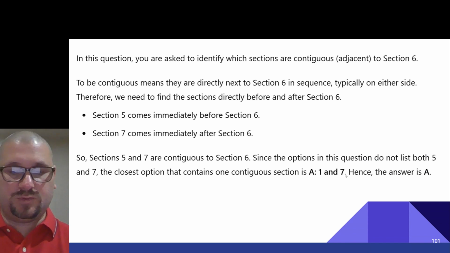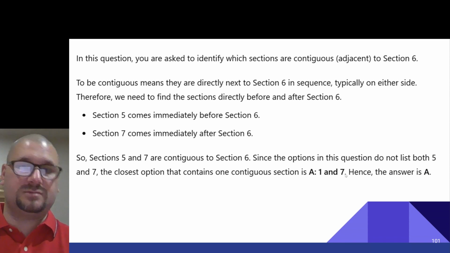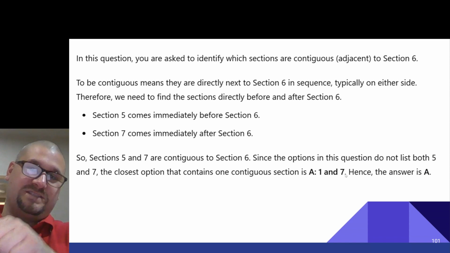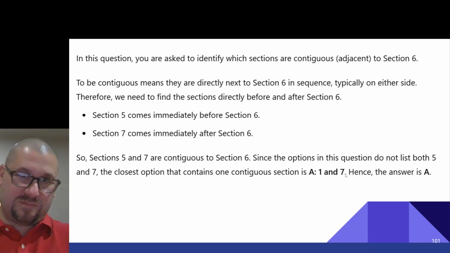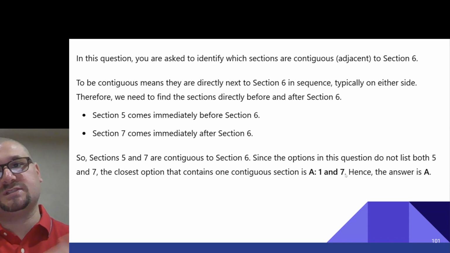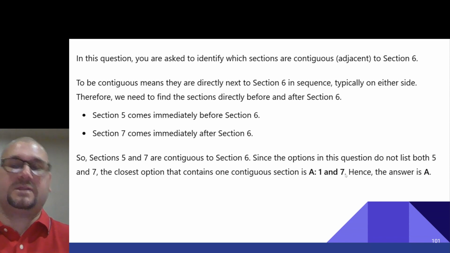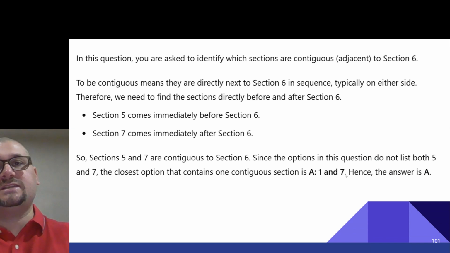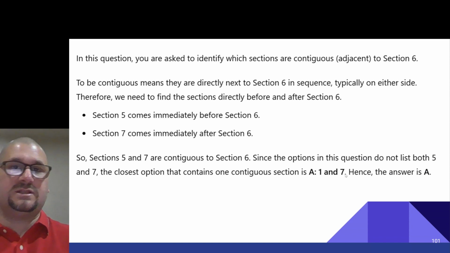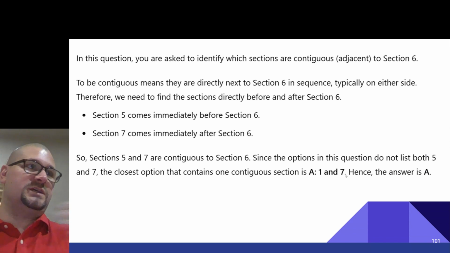So contiguous means adjacent or next to. So right next to 6 is going to be 7. Right next to 6 is going to be 5. Okay. So contiguous, which is adjacent, which is next to. To be contiguous means they are directly next to section 6, right? In sequence. So typically on either side, if you say something is adjacent, which is next to you, it doesn't matter what side it is, as long as it's next to it. It's adjacent, the left side or right side.